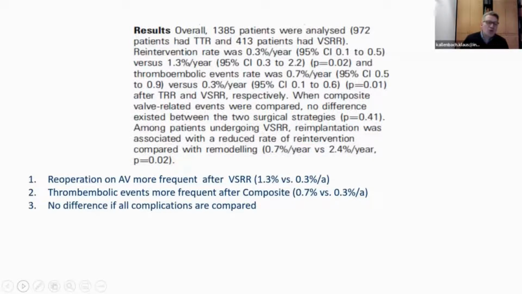There is no difference between the two techniques if you compare all complications from embolic events and reoperations. And there are fewer reoperations after the David operation in comparison to the Yacoub operation. And this difference is quite big. So there was the first report that probably in Marfan patients, the David operation is a better choice than the Yacoub operation.